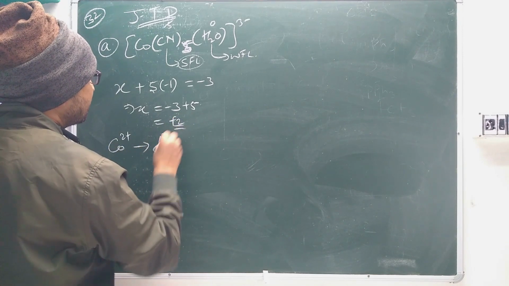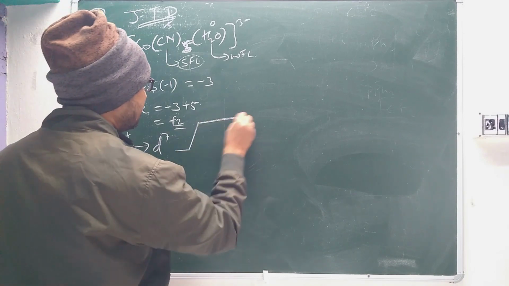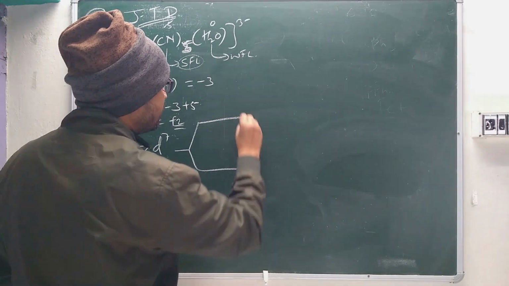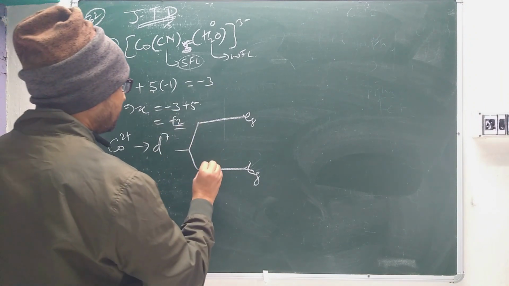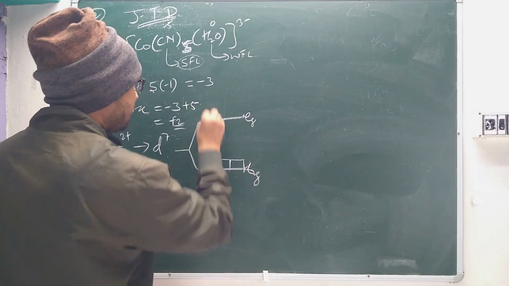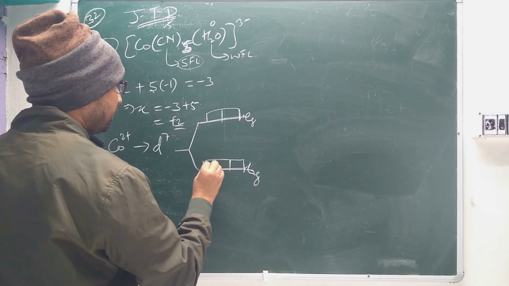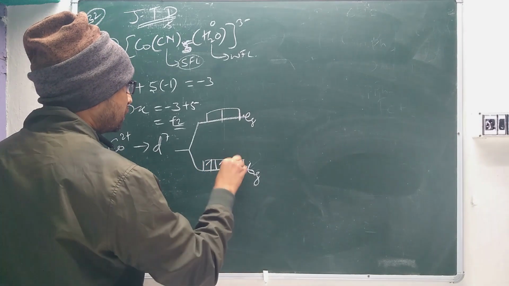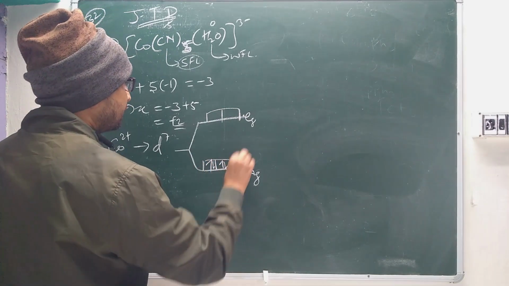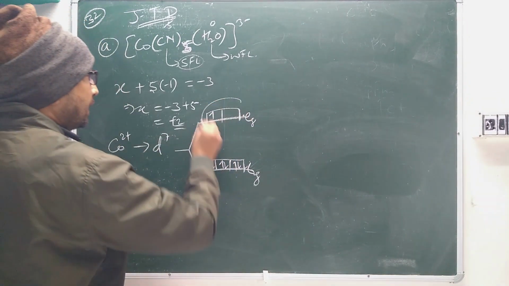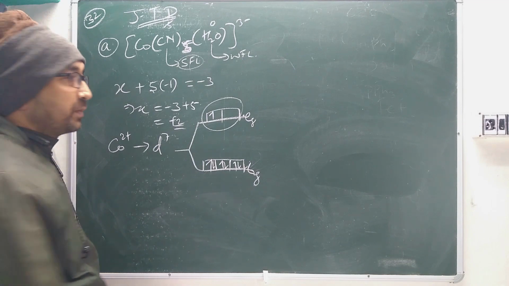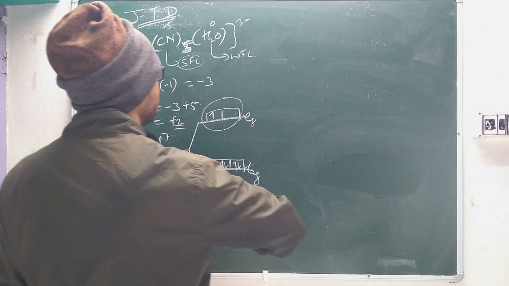So it will be D7, no doubt. And then we'll see this is T2G, this is EG. So pairing up will take place. Here it is 3 and here it is 2. So let me fill up 1, 2, 3, 4, 5, 6. One more electron is there, so the 7th one is here. See, here it is unsymmetric, right? Unsymmetric means it will give Jahn-Teller distortion, correct?